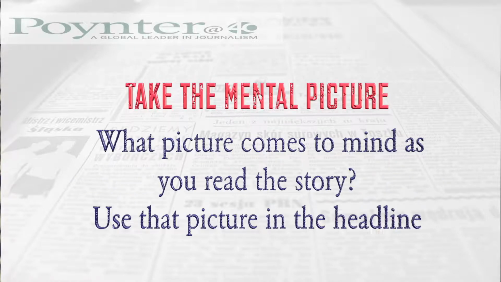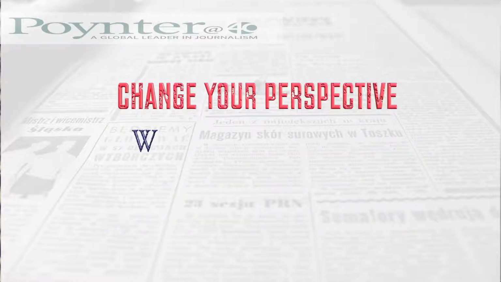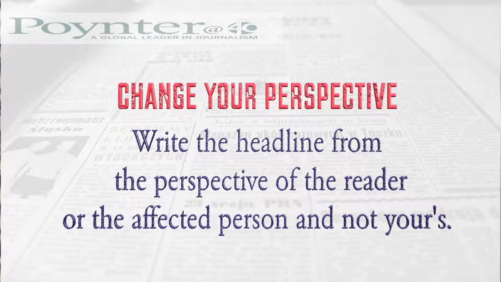5. Take the mental picture. What picture comes to your mind as you read the story? Use that picture in the headline. 6. Change your perspective. Write the headline from the perspective of the reader or the affected person and not yours. Example: Officials approve later high school timings. This is from the point of view of the officials. Look at this headline: Students applaud later high school timings. This is from the point of view of the user, the affected person.